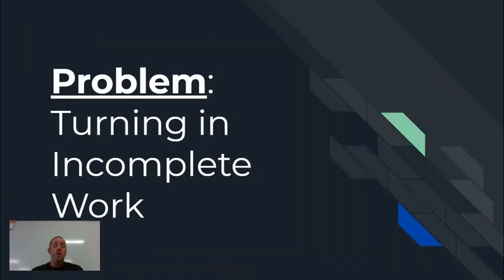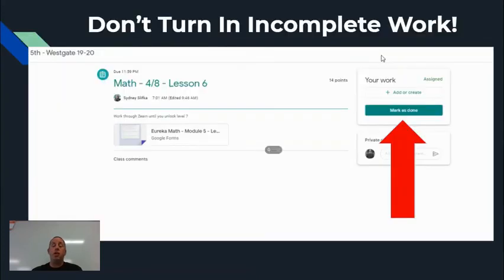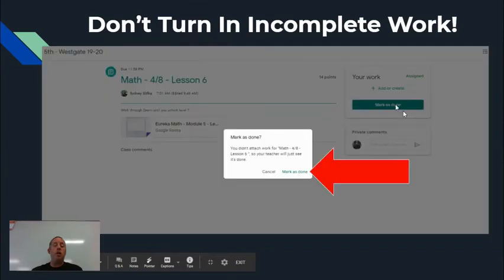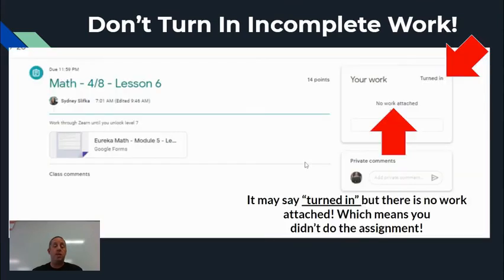Last year, we had a problem with students turning in incomplete work. Their families were checking in, and they wanted their families to see that it was turned in, but they didn't do the work. As students go to Mark as Done, they will get this: Are you sure you want to mark it? In this case, it says you haven't attached any work. So this should be a great way for students to say, oh, I need to go back and add it. Many students last year were still marking this, two steps, turn it in without work. Students need to make sure they have work to go with their assignments.